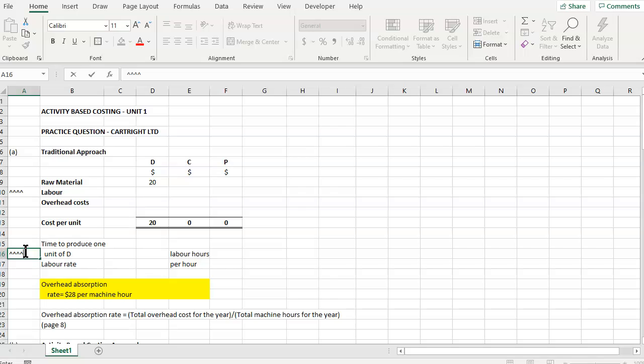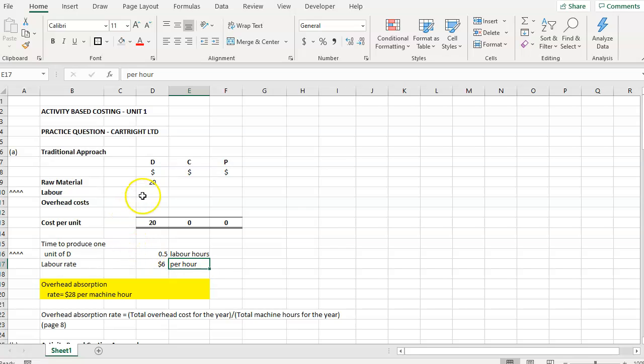So how do we arrive at the labor? We are told that from the data, 1 unit of D takes half an hour. The hours per unit for labor, half an hour, 0.5. We're told also, below the table in the note, direct labor cost $6 per hour. So it means that the staff members are paid $6 for every hour that they work on a product.